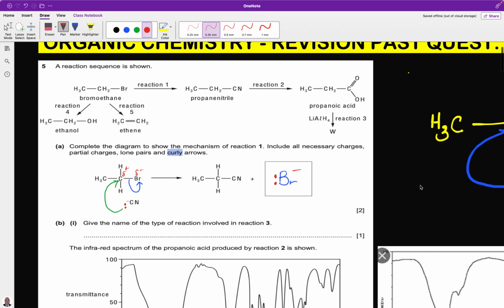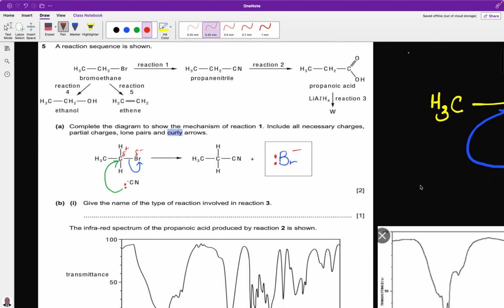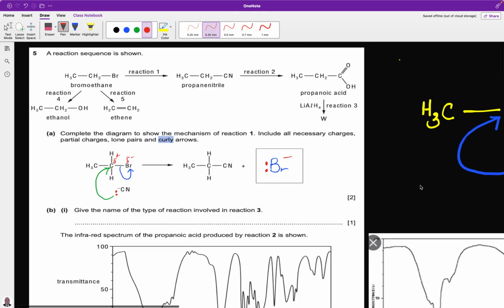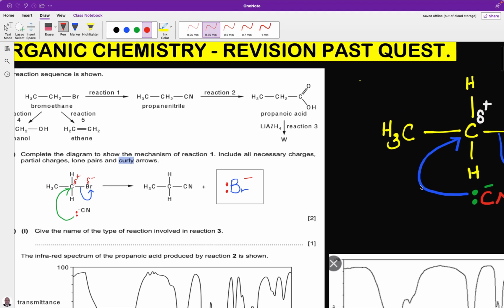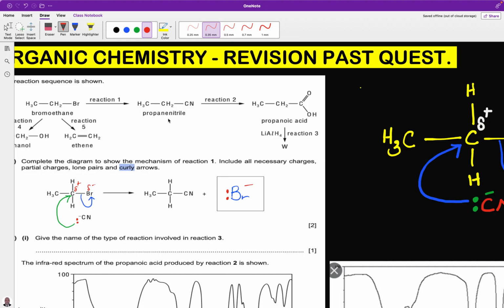Okay, it takes us to the B part of it. Give the name of the type of reaction involved in reaction 3. B1, reaction 3. This is propane nitrile. Propane nitrile is our product here, that is from here. Reaction 3 has to do with reduction.